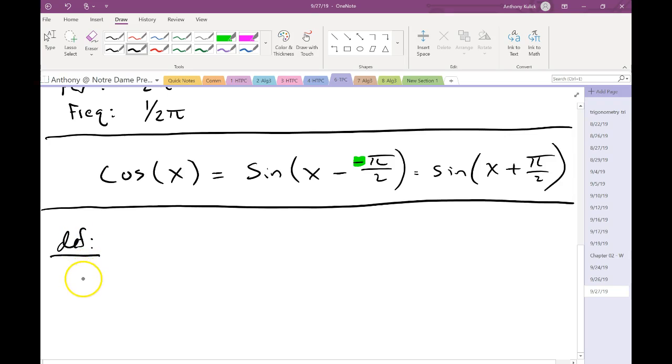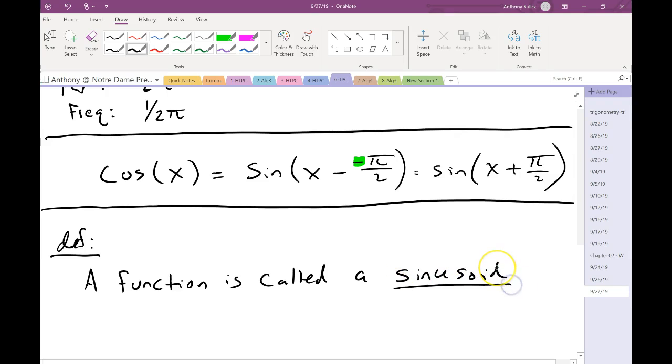So time for another definition here. So we call a function a sinusoid.